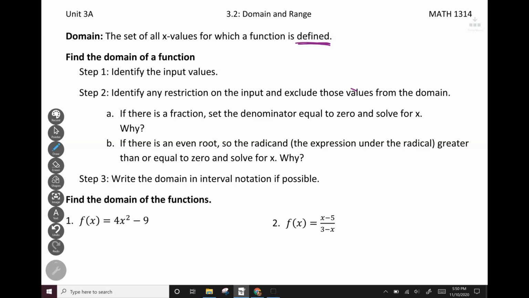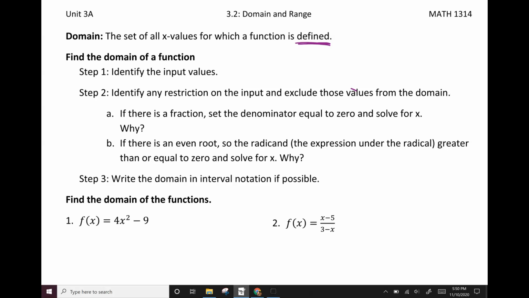And what that means is if you look at the graph, for example, there's going to be a y value at that x value for the domain. Also, it means you could plug that number into the function and you would get a real y value as your output. Okay, so let's look at how we can find the domain of functions using these steps.